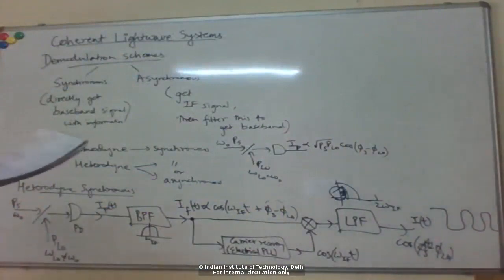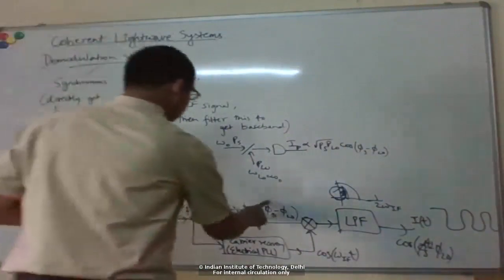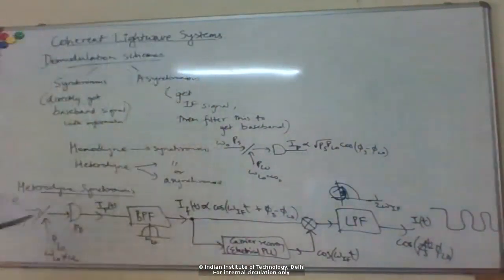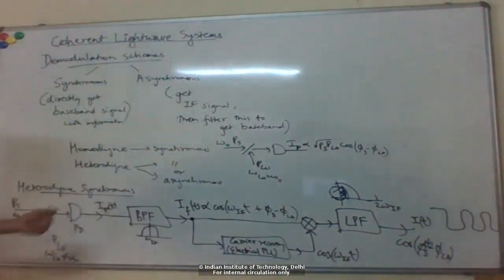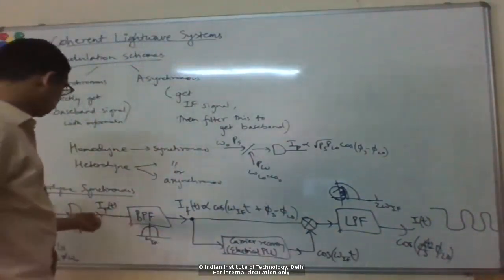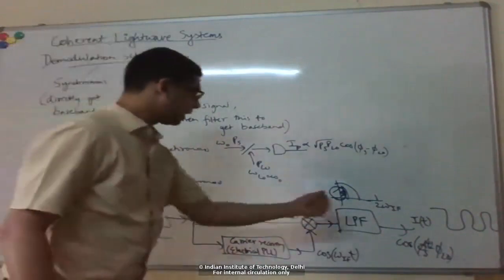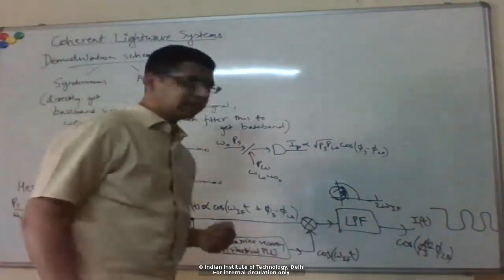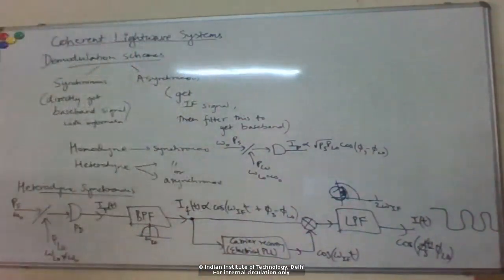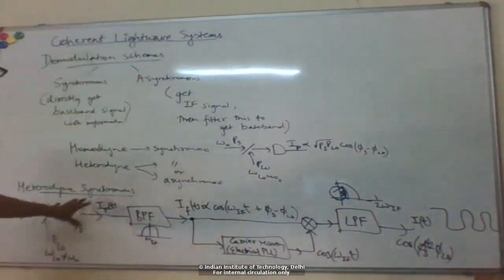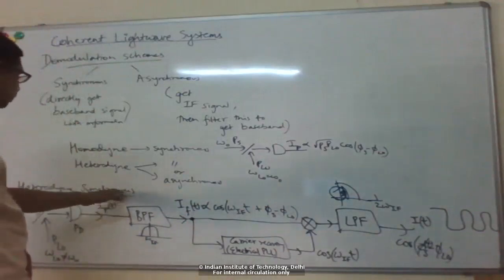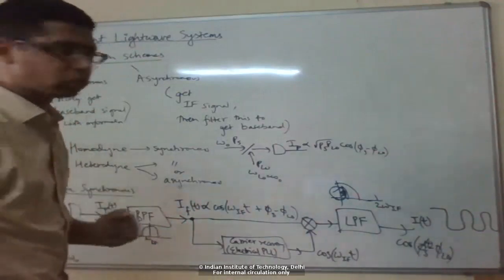Now you can see that it's quite complicated, right? For a synchronous system, you need these electrical filters, and you also need this electrical PLL circuit. So the receiver is a bit complicated, but we will see that it gives better performance than asynchronous.